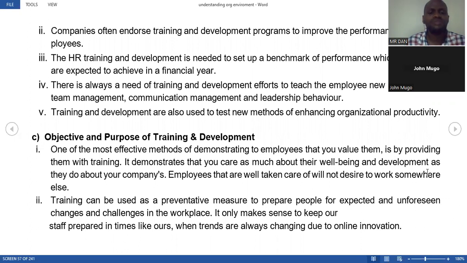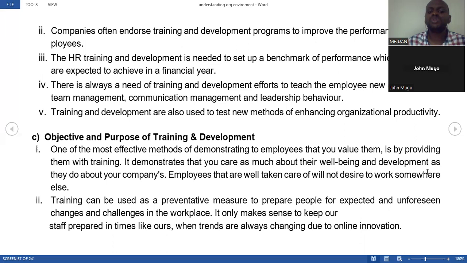The human resource training and development is needed to set up a benchmark of performance, what employees are expected to achieve in a certain financial year. So we are saying it is important because training and development will also make you benchmark. And once you benchmark, you are able to understand the various processes and how various departments or various organizations do their thing, so that you come back to your department and improve. There is always a need for training and development efforts to teach employees new skills. So the essence of training is to get new skills that will empower you to become better and better in terms of team management, communication and leadership style.